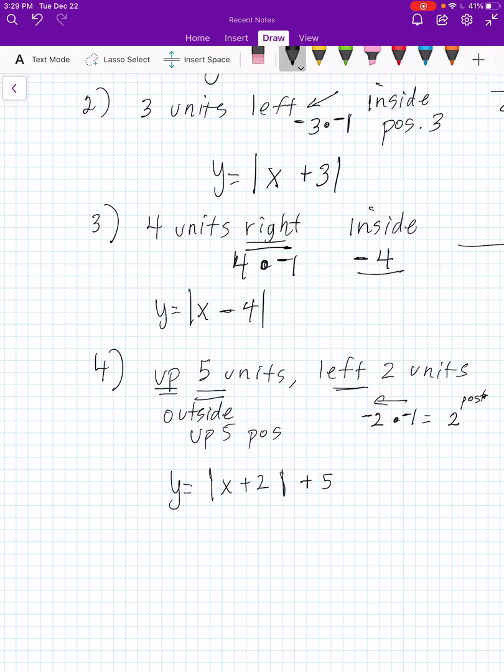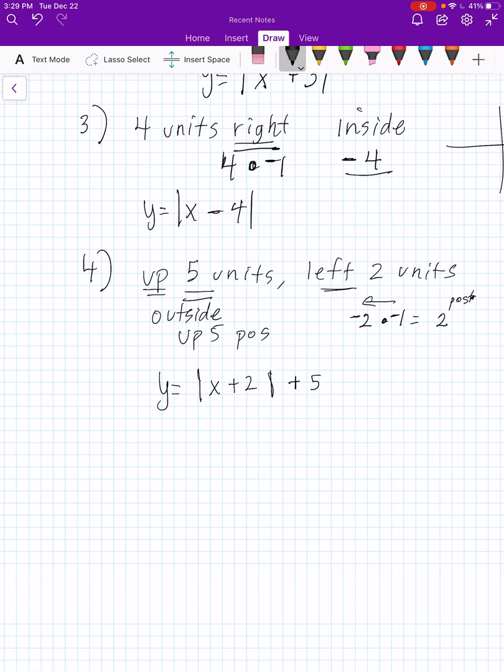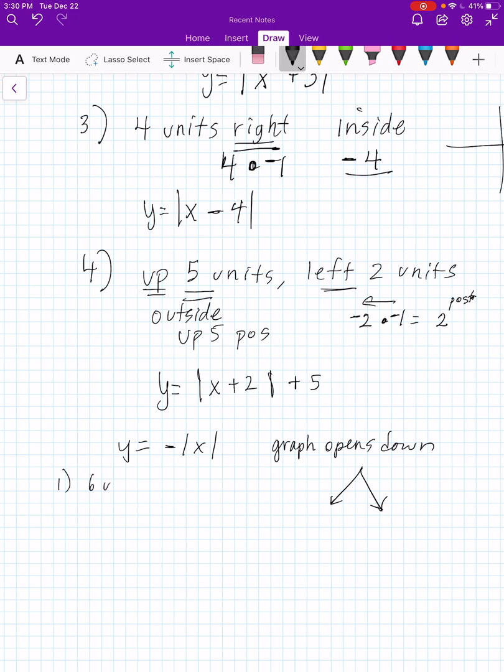That's what I'm talking about, people. All right, last but not least, what if I have this? What if I have a y equals negative absolute value of x? What did that mean? When I had a negative absolute value of x, hopefully you're telling me that means the graph opens down. And you're exactly right. It means it's going this way. Okay, so now what if I say 6 units left and down 2 units?